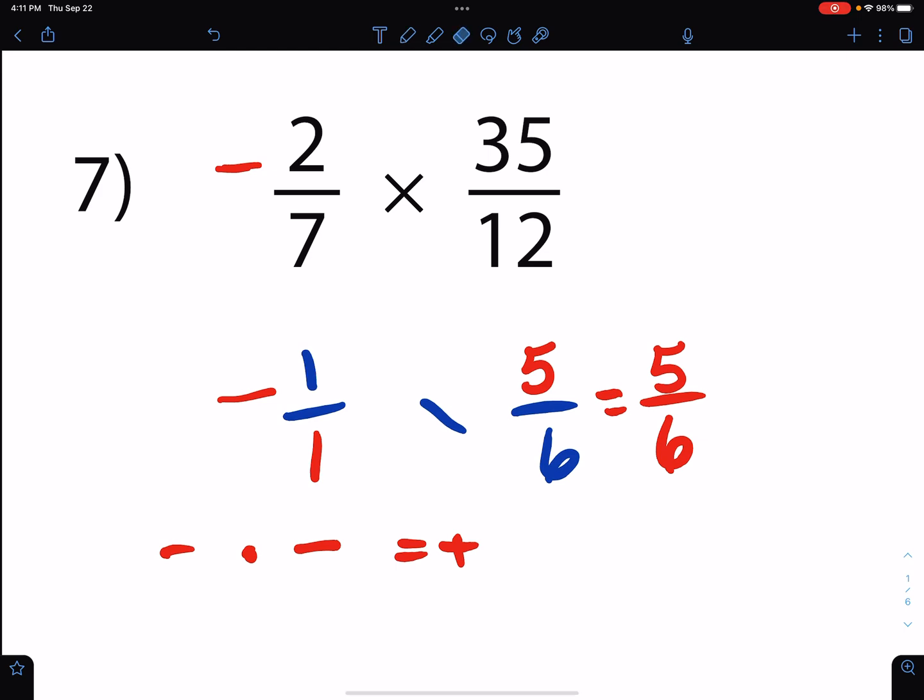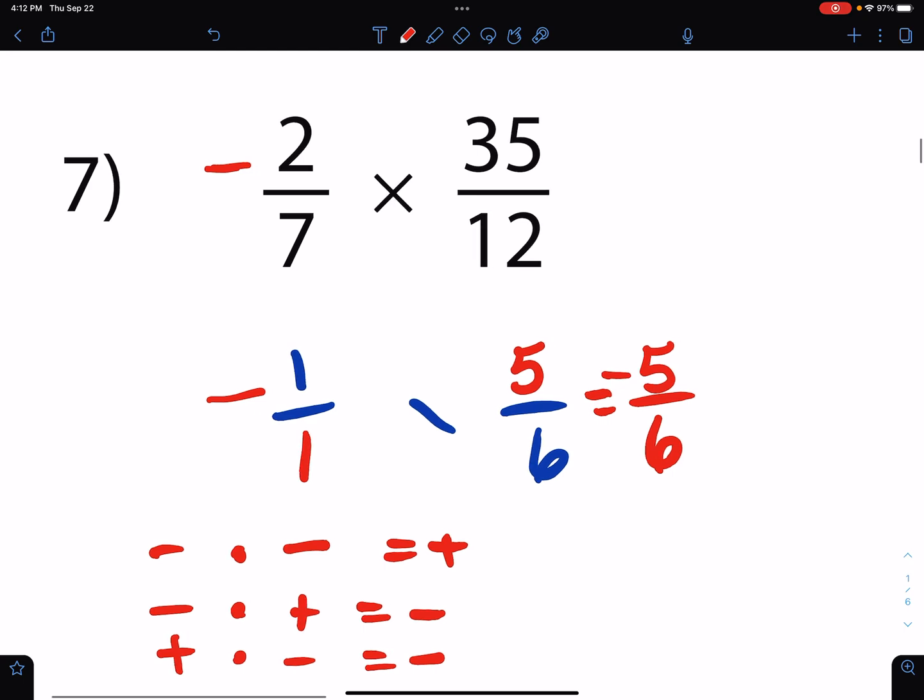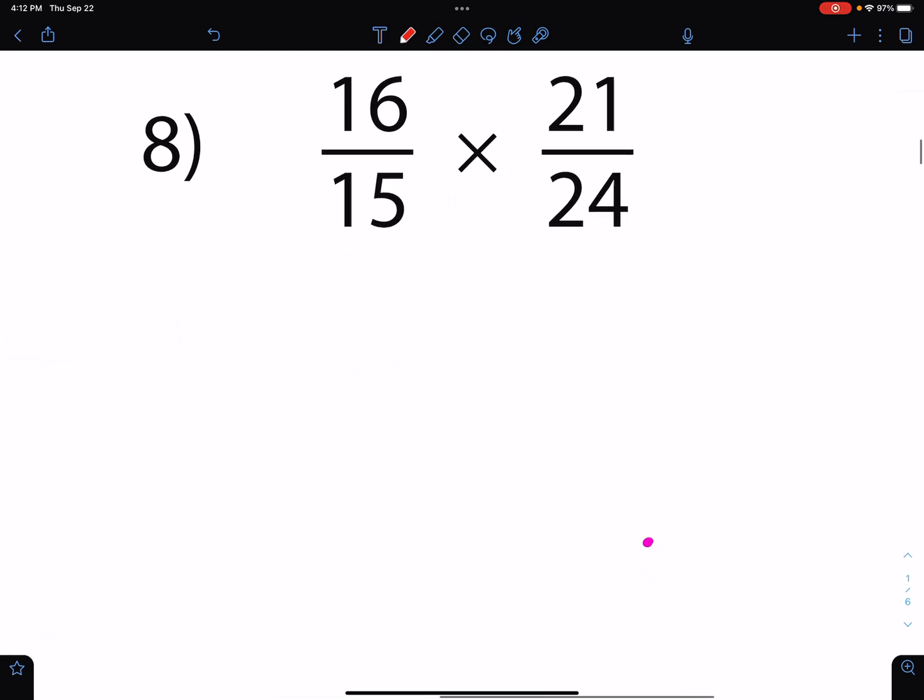But if only one of them was negative, that would change our answer, because we also know that a negative times a positive is a negative, or a positive times a negative is a negative. So that is why it's important for us to know and review these skills. Okay, we're going to try number 8.